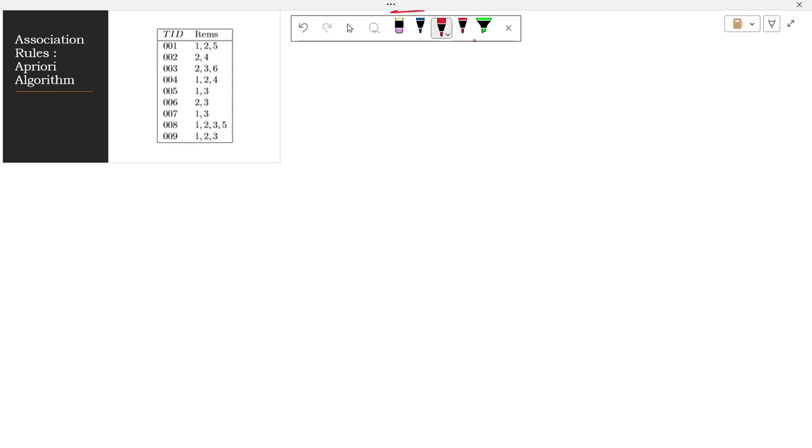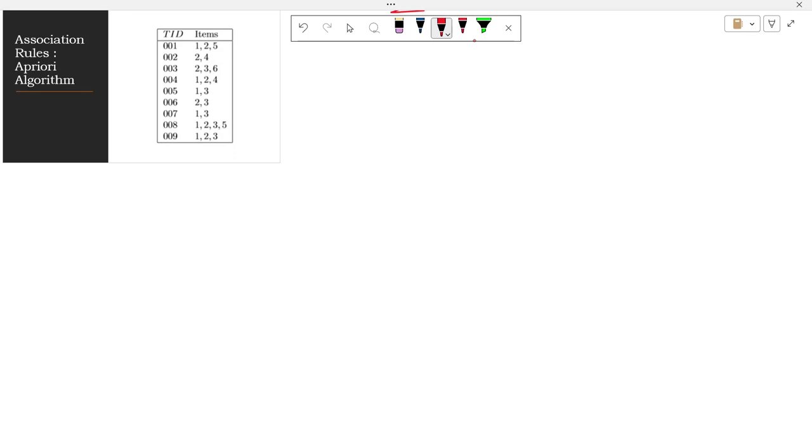The association rule means nothing but some rules we need to find out. If a customer purchases 1, then he purchases product 5. Maybe we don't know exactly. We need to find out, if a customer purchases 2 and 4, what is the probability he purchases 3 also, right? These are some association rules. Likewise, we need to find out some association rules.